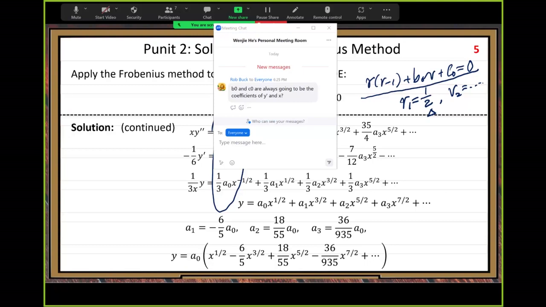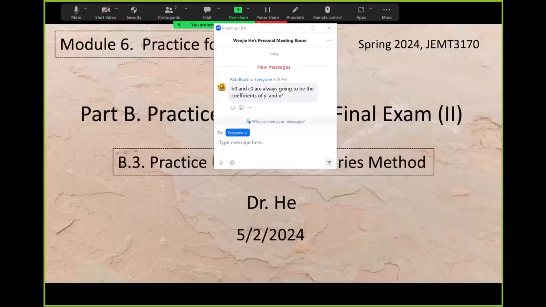So we finish power series, and next, Fourier series. Unit 3, Fourier series method to solve ODE.